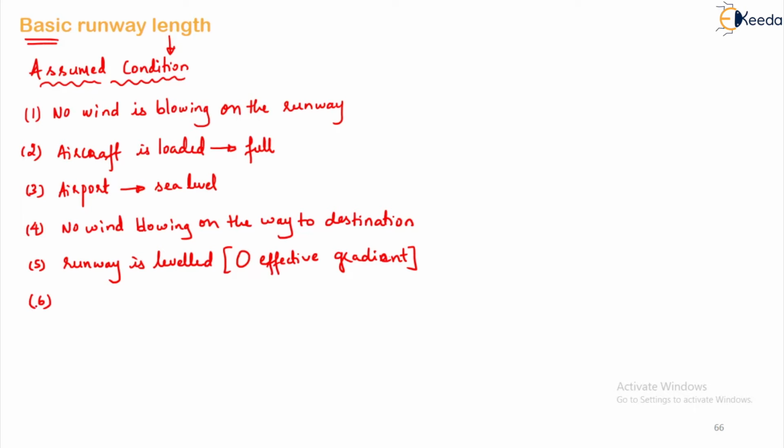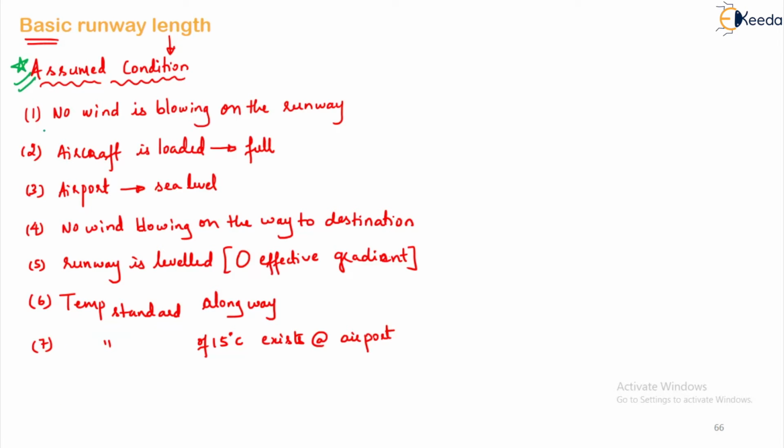Next consideration is the standard temperature is maintained along the way, and also a standard temperature of 15 degrees exists at the airport. So these all conditions we need to assume. Actually practically these will not be happening, but we have to assume these when we are calculating the runway length, and that length, when we assume all these things, is known as the basic runway length.